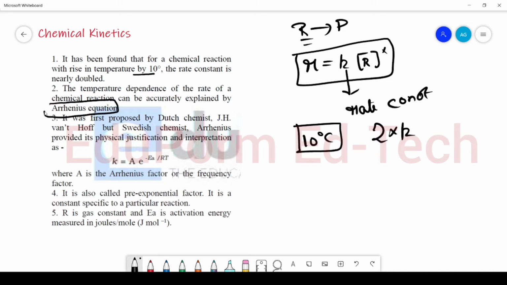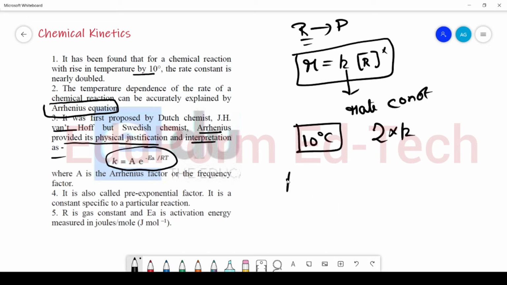equation which was given by Arrhenius and is called the Arrhenius equation. It was first proposed by the Dutch chemist Van 't Hoff, but the Swedish chemist Arrhenius provided its physical justification and interpretation. So it was proposed by Van 't Hoff, but its interpretation and physical justification were given by Arrhenius. So the equation is called the Arrhenius equation.